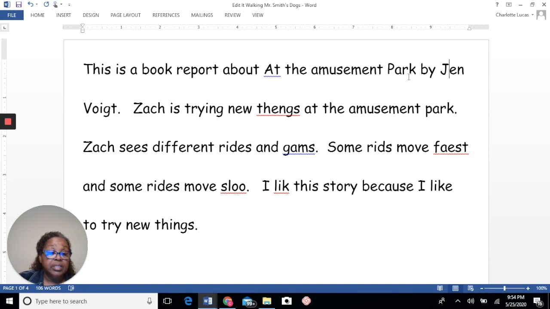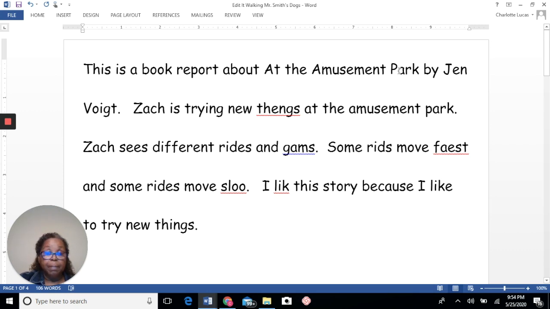A book needs every word in the book. Every word in the title needs to be capitalized except the small words. So this gets a little tricky. The is considered a small word. We will not capitalize it, but amusement is a word that has to be capitalized, and park. At the Amusement Park. That is the title of the book, and the title has been capitalized.